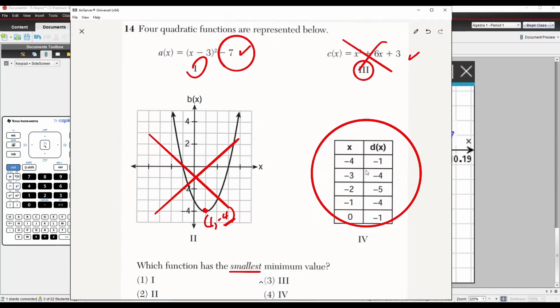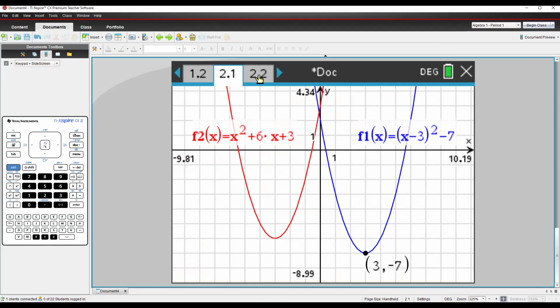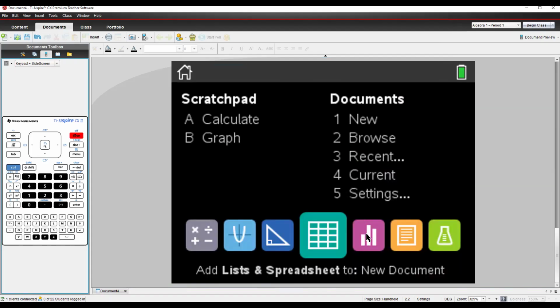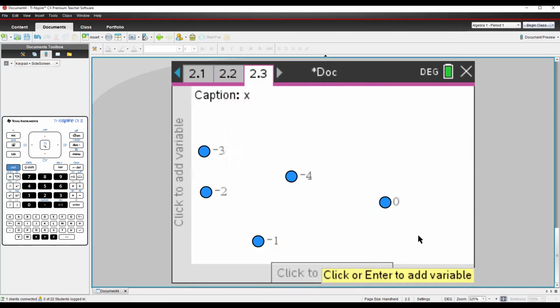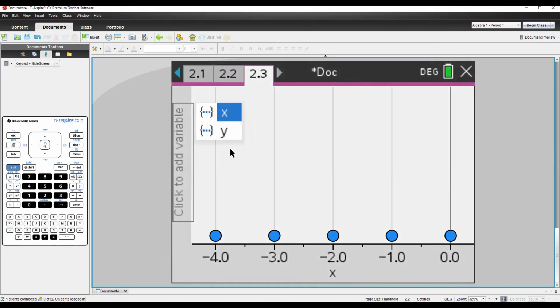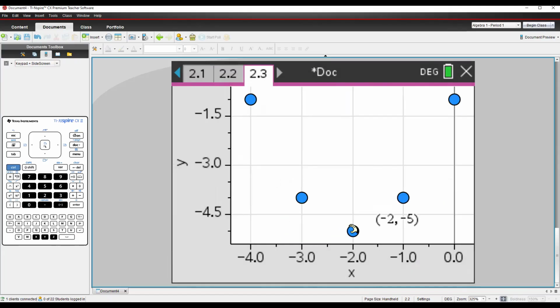Now, if you know how to read the tables, you can figure out what the minimum is. But a lot of you struggle with the tables, so we're going to take the table and make it into a function by using the spreadsheet. Here I entered the table, the x's and the y's. The x goes here, the y goes here. Now, if I click on this, you can see that the lowest value is a -5.